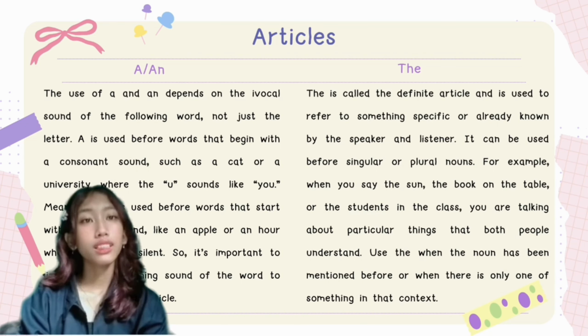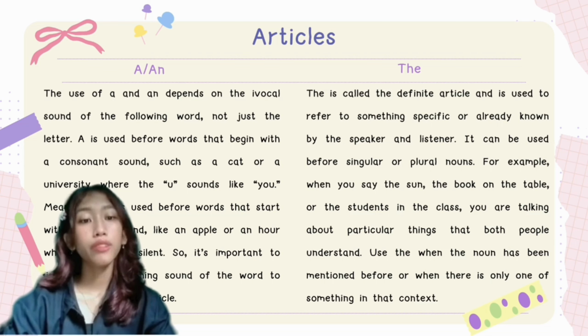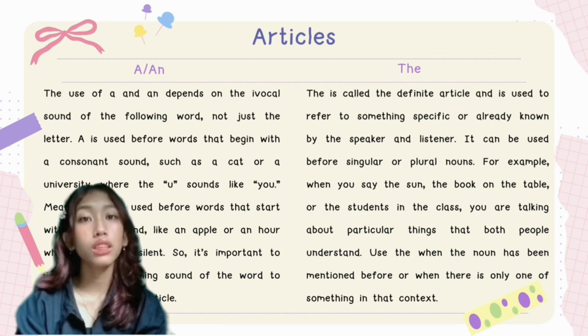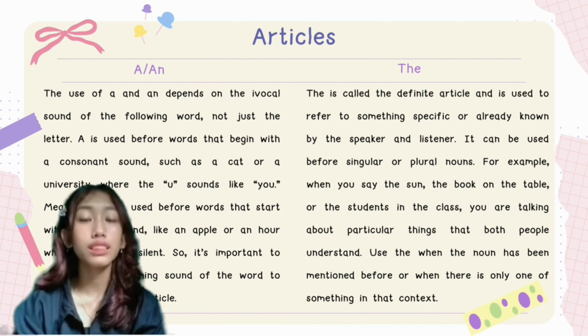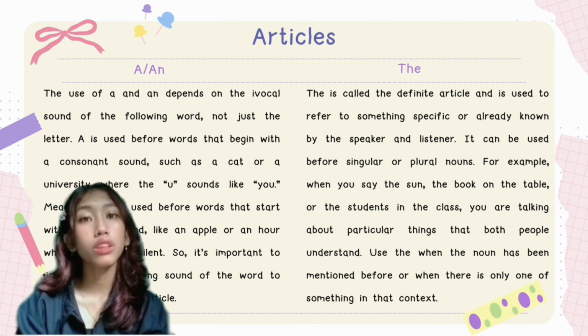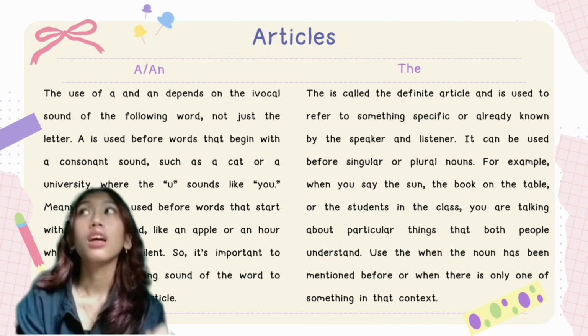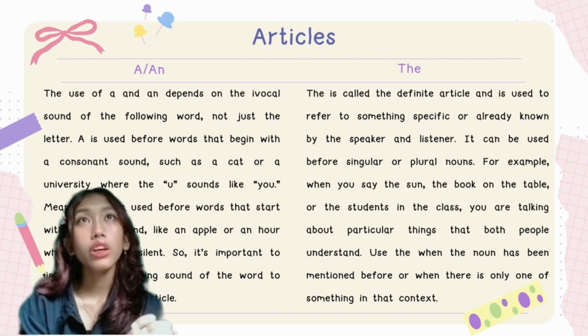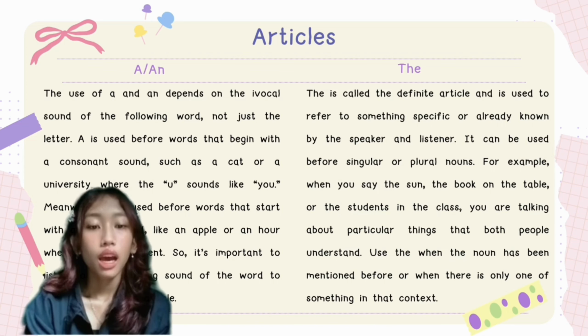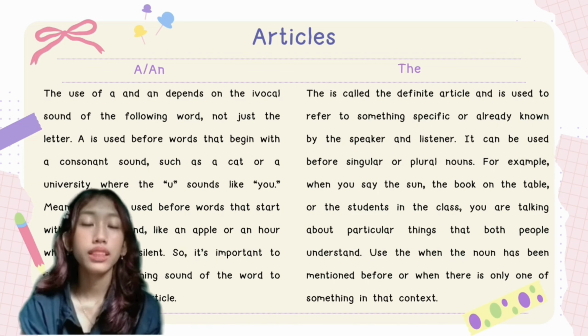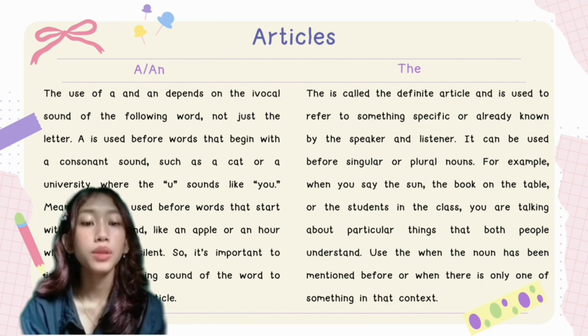So the last article is the. The is called the definite article and is used to refer to something specific or already known by the speaker or listener. It can be used before singular or plural nouns. For example, when I say the sun in the sky or the student in the class, I am talking about a particular thing that both people understand. Use the when the noun has been mentioned before or when there is only one of something in that context.